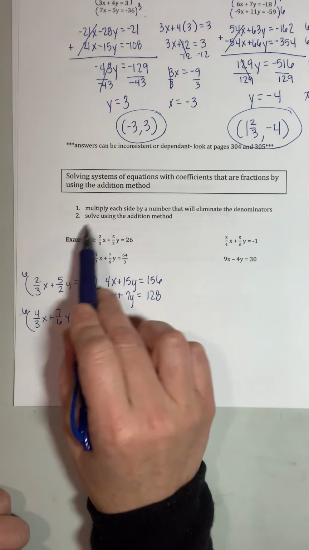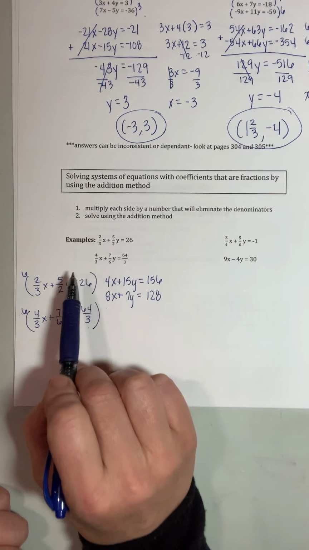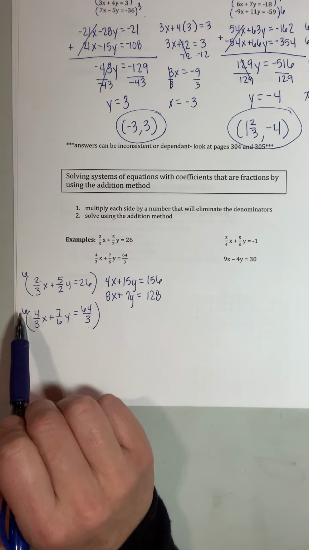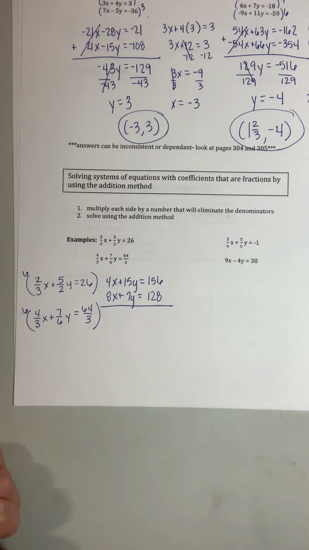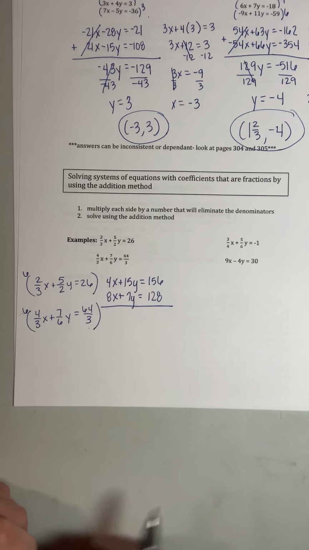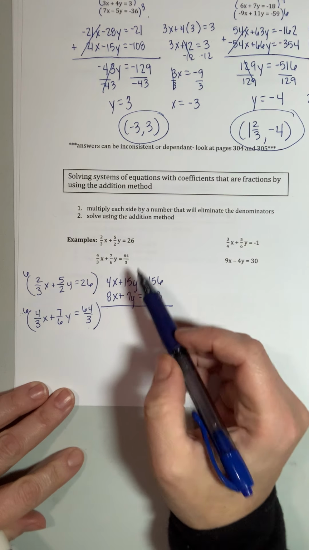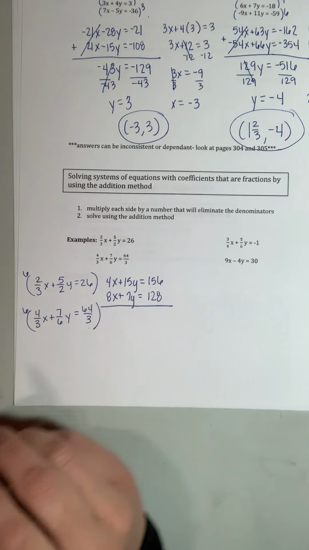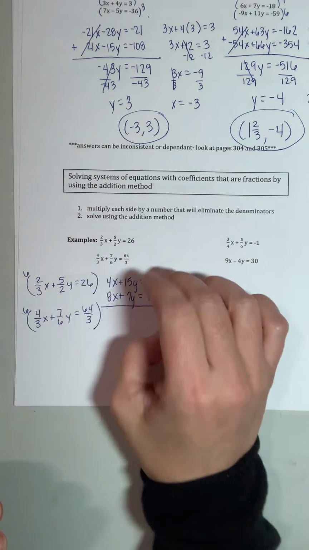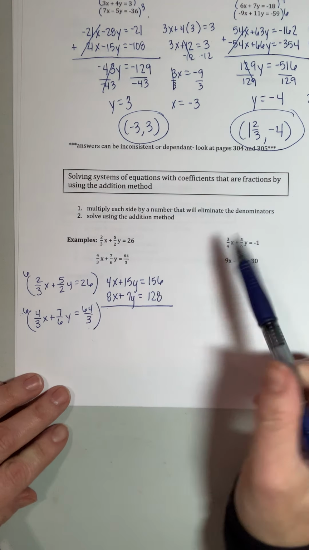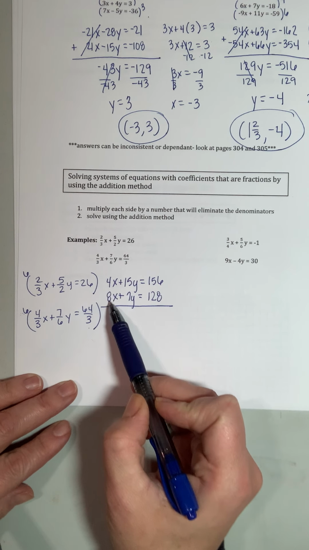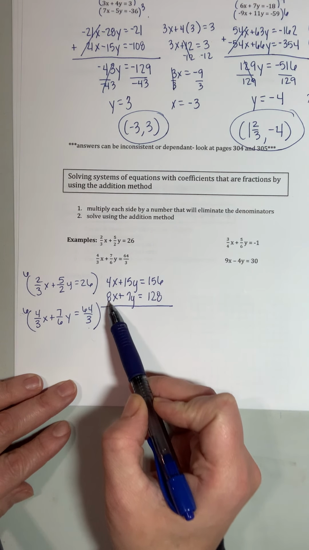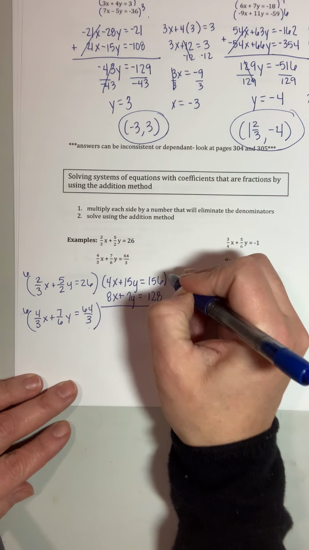So I took this difficult looking problem, and by multiplying them by a number that will eliminate my denominators, I now have a nice clean problem. However, to finish this out, we still have to have opposites. We got rid of the fractions and made it nice and clean, but you still have to have opposites. And we don't have opposites, but 4 times -2 would give me -8, which is opposite here. So we have to multiply again.